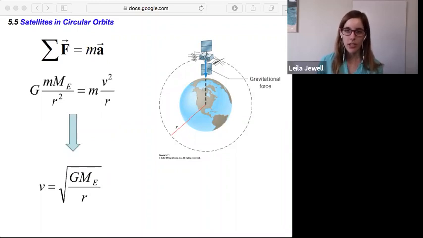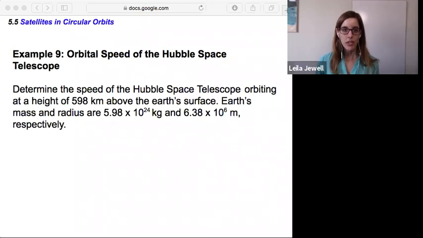So let's look at an example with the Earth: the orbital speed of the Hubble Space Telescope. We want to determine the speed of the Hubble Space Telescope orbiting the Earth at a height of 598 kilometers above the Earth's surface. A couple notes: Earth's mass and radius are 5.98 times 10 to the 24 kilograms and 6.38 times 10 to the 6 meters respectively. The equation we just saw involves the mass of the Earth, so we're glad we have that. We can fill it in right away.